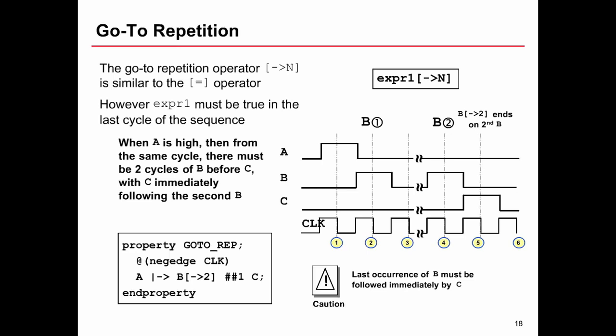So if we look at the waveform here, we see our property enabled at cycle 1. The first occurrence of B happens to be on cycle 2. It doesn't need to be. It could be any number of cycles from A. We wait any number of cycles for B to occur. The second occurrence shown on the diagram is at time 4. So what we know is at time 4, C must occur the next cycle or that property fails. Okay, and C does occur, therefore the property would pass at cycle 5.